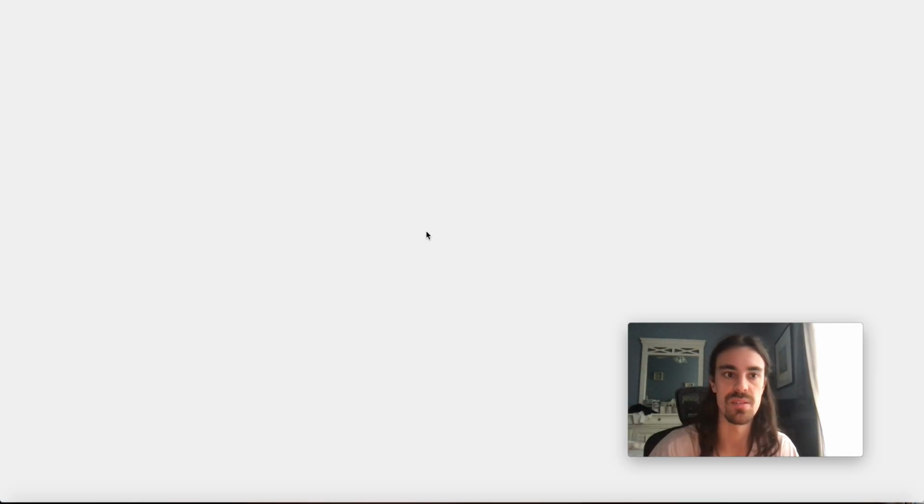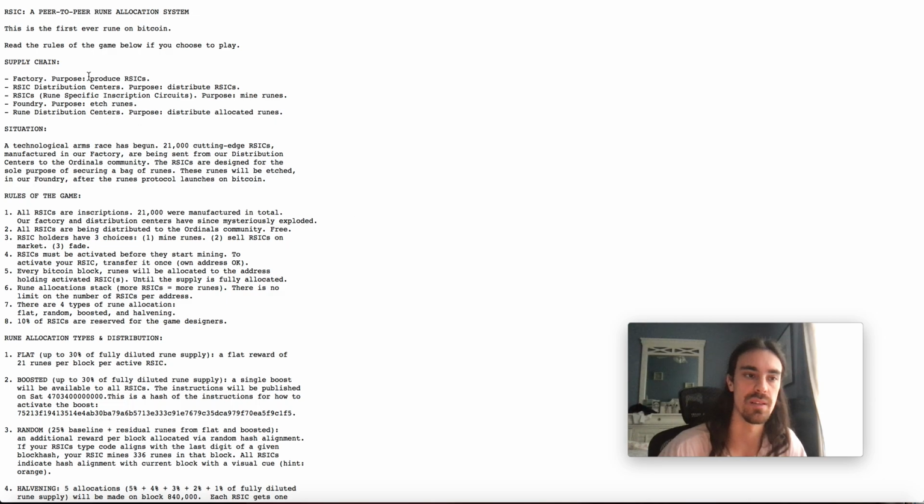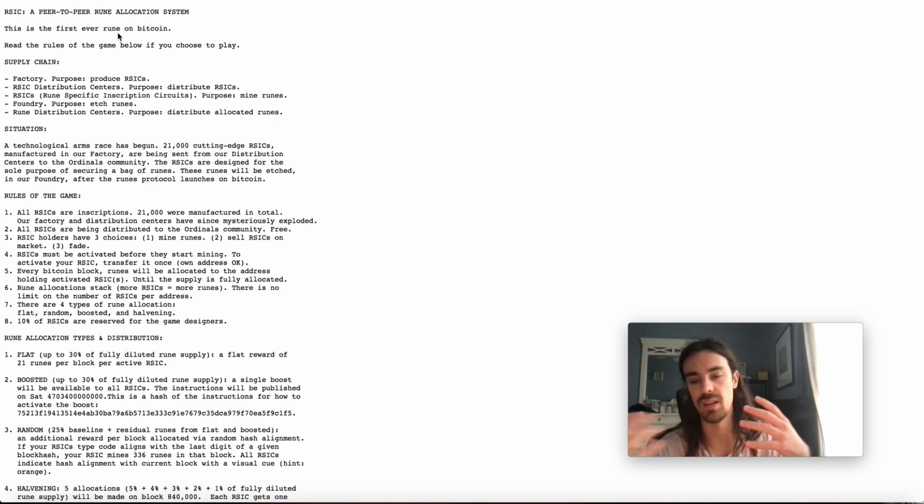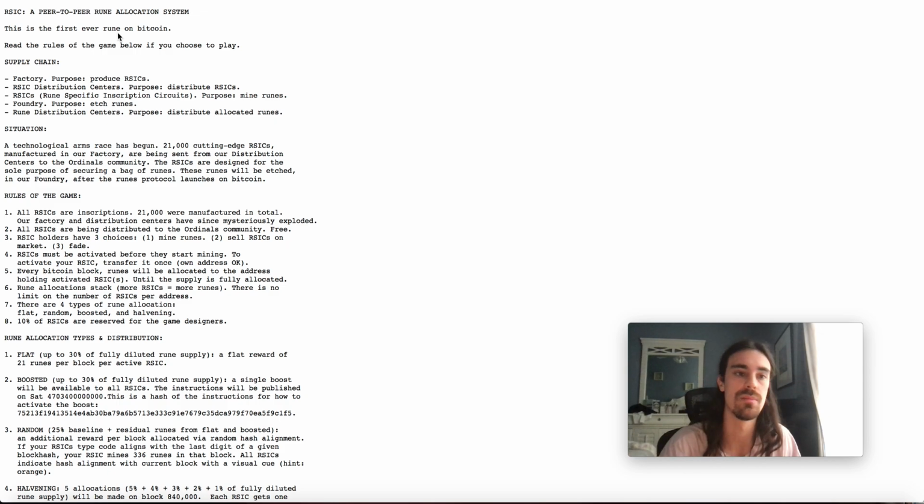So let me go to the website too, because it's kind of like a gamified mine. It's pretty interesting. RSIC, a peer-to-peer Rune allocation system. First ever Rune on Bitcoin. Again, I don't think so. I'm pretty sure RuneX or the actual Rune page has claimed they got the first Rune token, but that's getting into technicals. I don't think it matters that much.